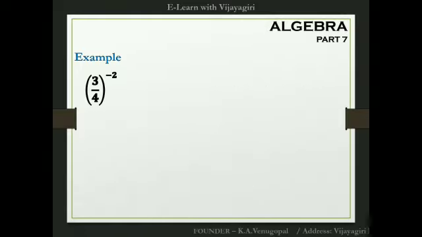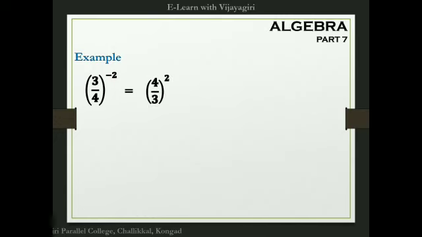3 by 4 whole to the power minus 2. Here inside the bracket a fraction is coming and the outside power is negative. So in order to change the sign of the power, we have to change numerator to denominator and denominator to numerator. That means we have to take the reciprocal of the fraction. So it becomes 4 by 3 whole to the power 2. And now we can give the power separately for numerator and denominator, and it becomes 4 square by 3 square and it will be equal to 16 by 9.